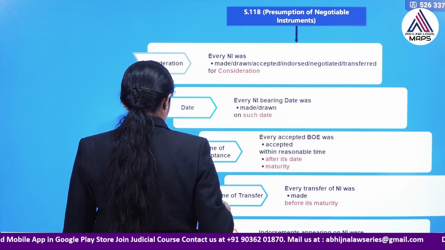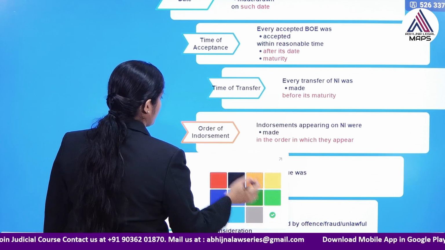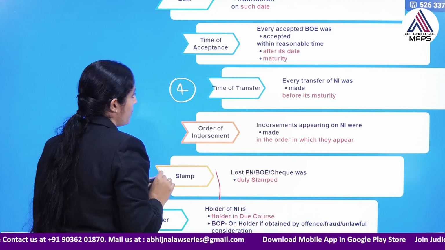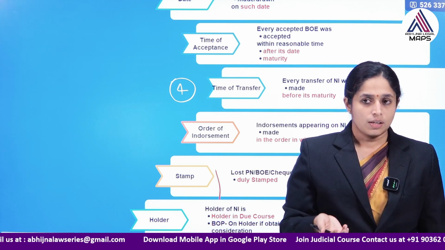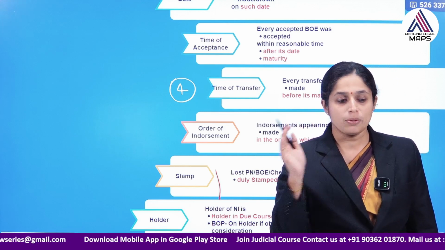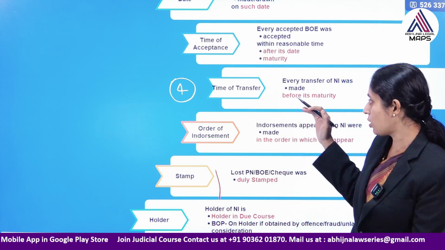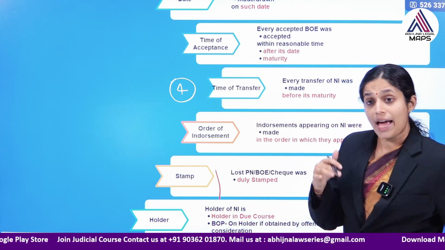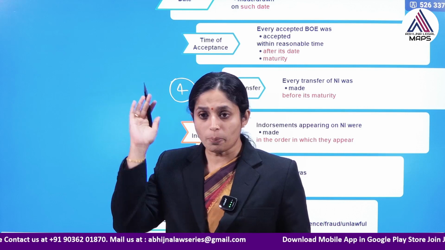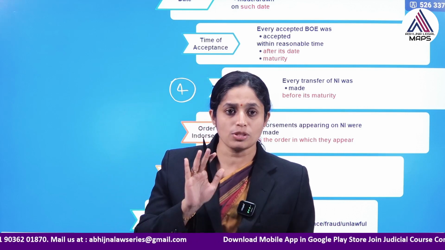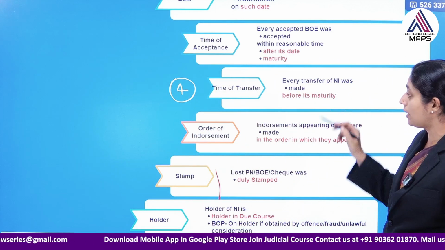And the fourth presumption is as to the time of transfer. A negotiable instrument will be negotiated, it will be transferred. Whenever it could have been transferred, the presumption is that it is transferred before its maturity time, before its maturity period. So, not after the maturity. In actual condition, it could have been transferred after maturity, but that has to be proved by the other side. The prima facie presumption says that every transfer of a negotiable instrument was made before its maturity date.